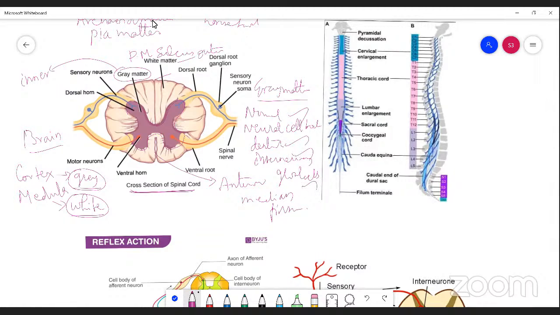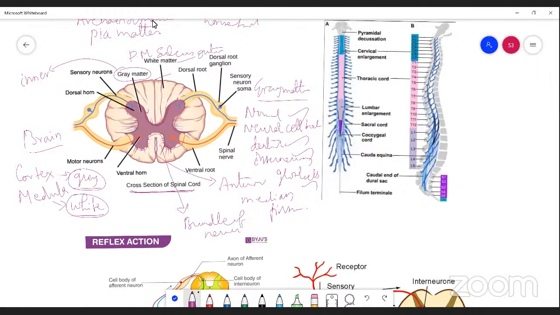Okay, the white matter is present in the outer part of the spinal cord. That means the outer region is what? White matter. This white matter consists of bundles of nerves. Bundles of nerves. Do you understand?